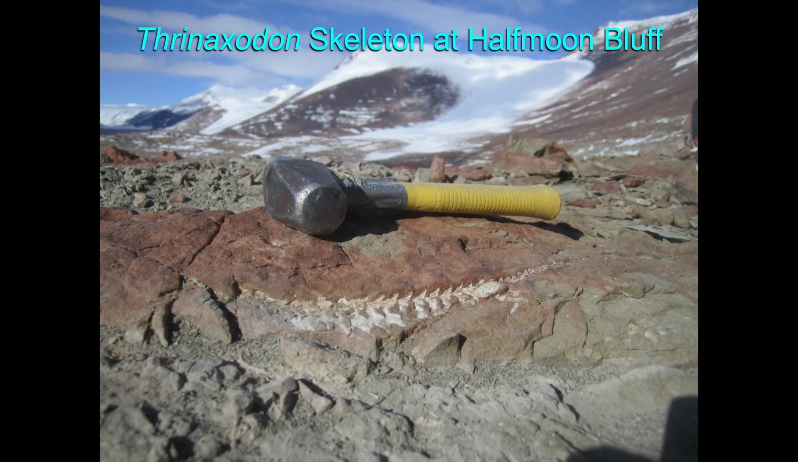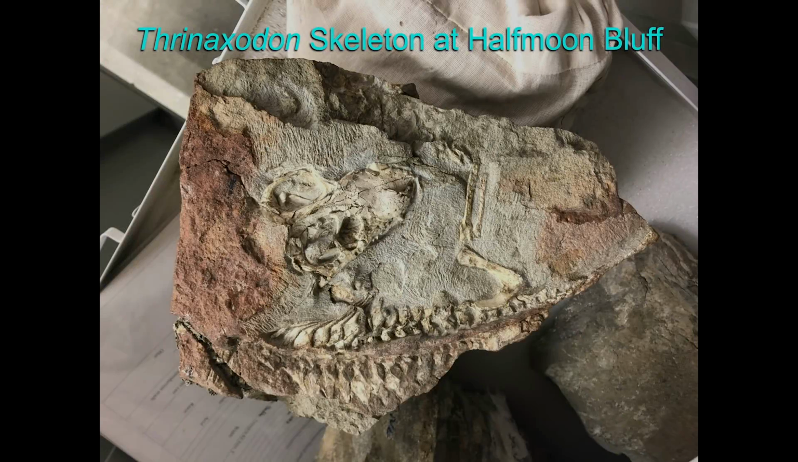This happened near the beginning of our season. Another example of some of the usual characters that came from here. This is a new specimen of Thrinaxodon. You're looking at the backbone running through to the hind limb and tail there. This is when it was found in situ. And here it is partially prepared.